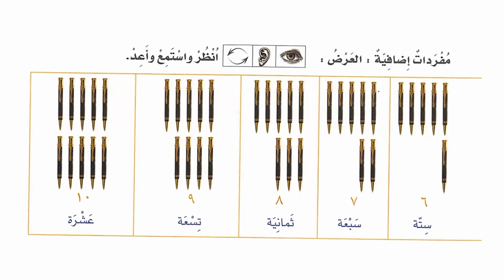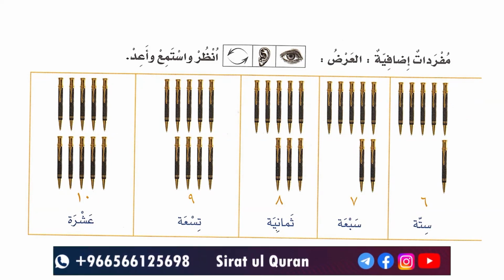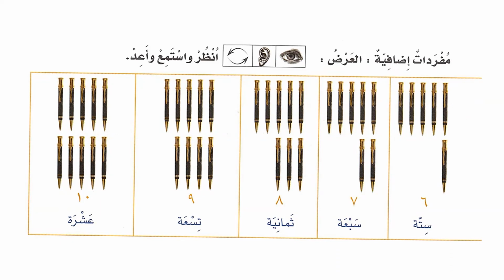Mufradatun idafiyatun. Now we have some extra vocab, and you know that the extra vocab is very, very important. Al-ard, unzur, wastami'. We have learned numbers from 1 to 5 in lesson number 1, and now we continue learning the numbers from 6 to 10. Sittatun, 6, sab'atun, 7, thamaniyatun, 8, tis'atun, 9, and asharatun, 10.